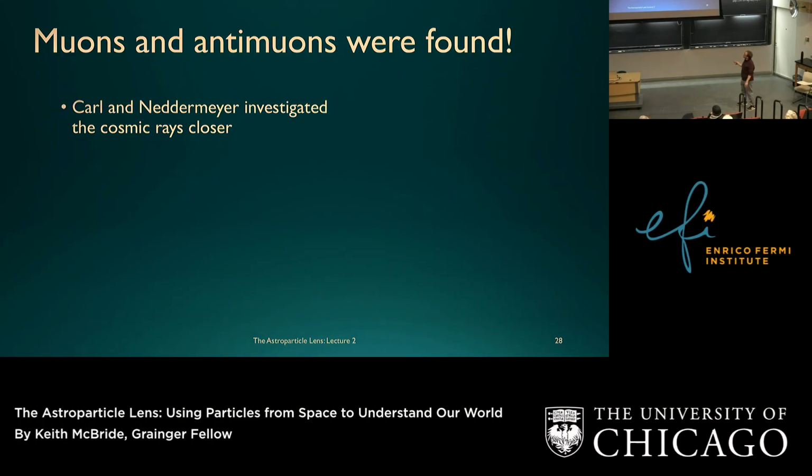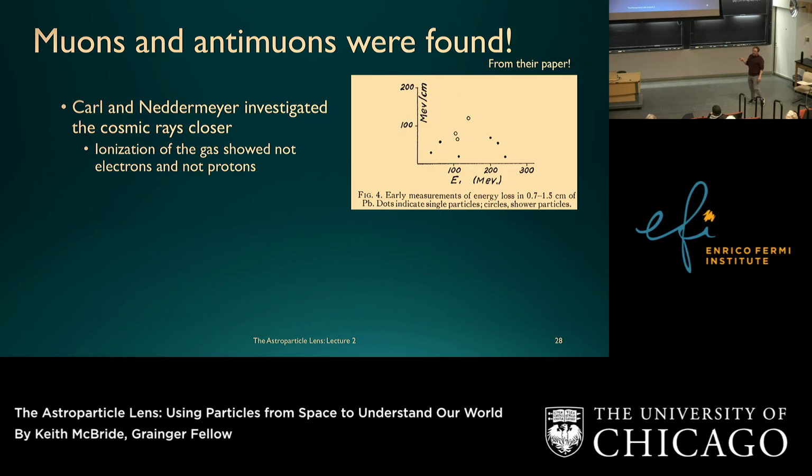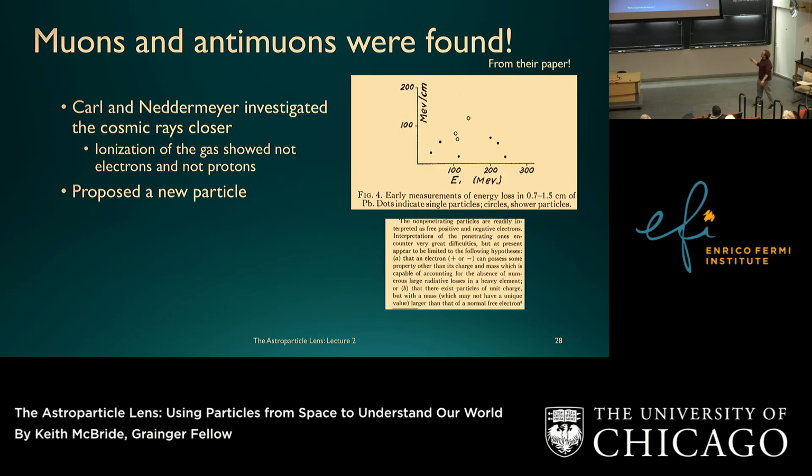But they were found. Carl Anderson and Neddermeyer investigated these cosmic rays closer, and they said, this is not an electron or a proton. It's something in between. It doesn't behave like either thing. But I'm seeing both of them. I'm seeing positive and negative charged things that have a mass that's not the electron and not the proton. It's somewhere in between, right? And so they proposed a new particle. They said the penetrating particles here, the two hypotheses are there's some other way for an electron to do things that our theories can't explain, or this isn't an electron at all.